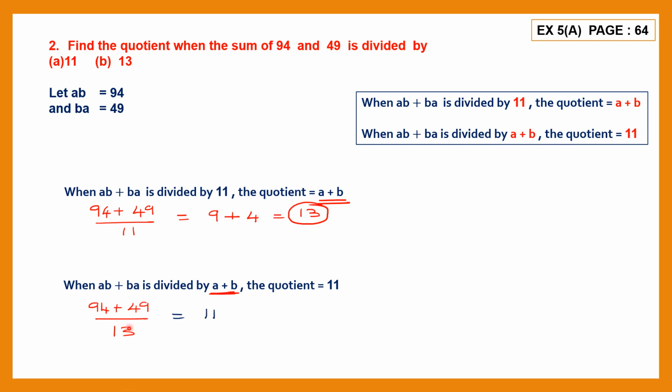That is, whenever you write a number and its inverse and divide it by the sum of A and B, always you will get 11 as your quotient. Okay, so that you must always remember. So take a number, take its inverse, add it up and divide it by the sum of A and B. You will always get 11. So this is your answer.